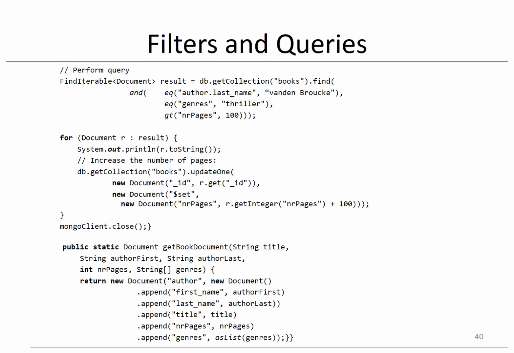The getBookDocument method is shown at the bottom of my slide. It creates a new document with the fields title, author first, author last, number of pages, and genres. Note that fields of documents can be documents themselves, such as the author field consisting of first name and last name. MongoDB will use a dot to indicate such fields, so that the full identifier of first name becomes author.firstname.